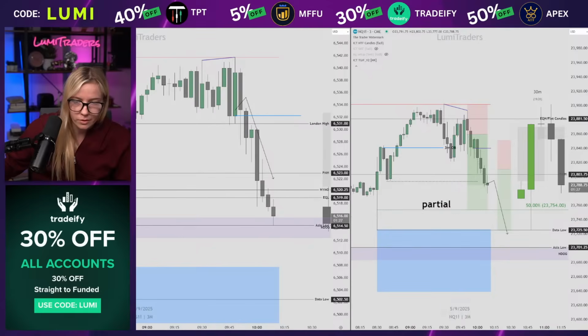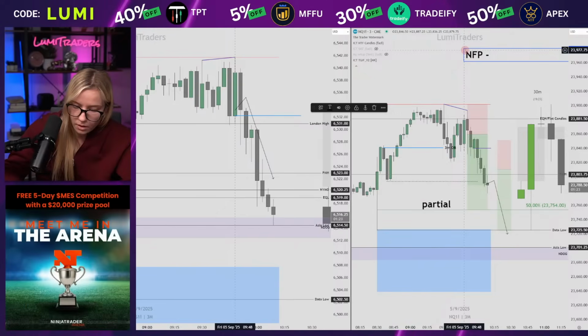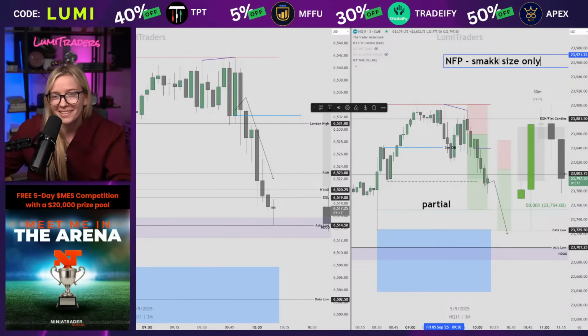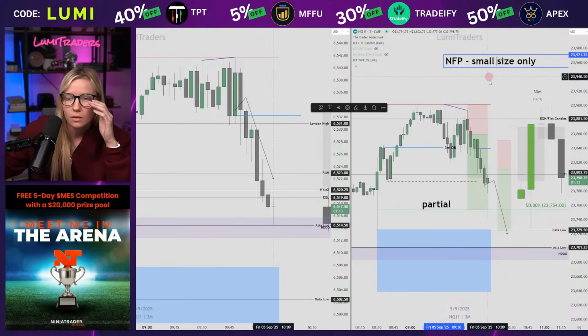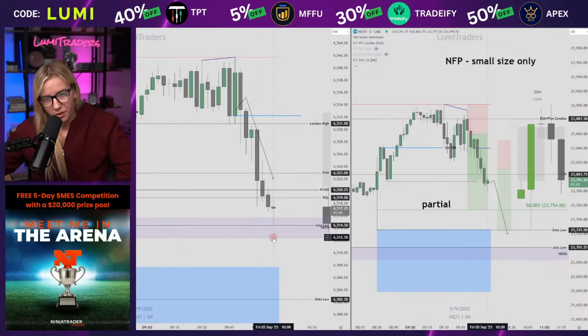It's NFP, you know, like NFP. Small size only. Oops, what did I type here? So yes, just teaching you the opening gap, and it was without displacement.